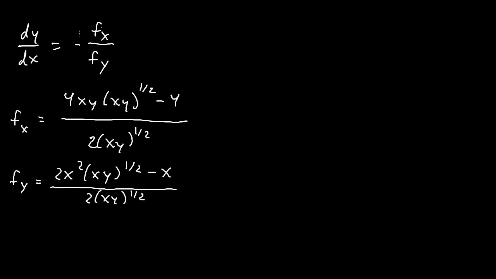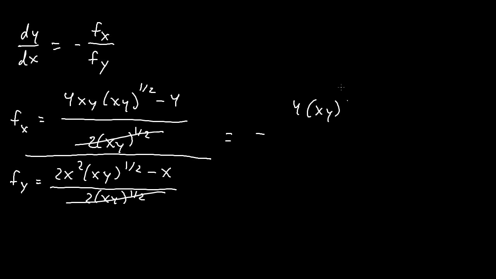So now dy/dx is equal to negative f sub x over f sub y. If I multiply by the reciprocal, those two will cancel, and so we're left with, remember, don't forget the negative, so we have negative 4. Now xy times xy to the 1/2 can be rewritten as xy to the 3/2 minus y over 2x squared times xy to the 1/2, which is the square root of xy, minus x.